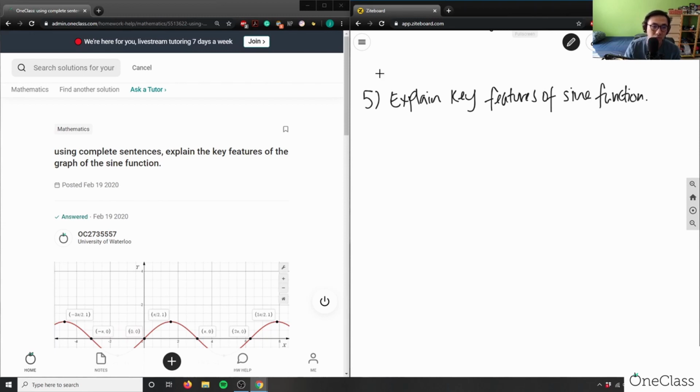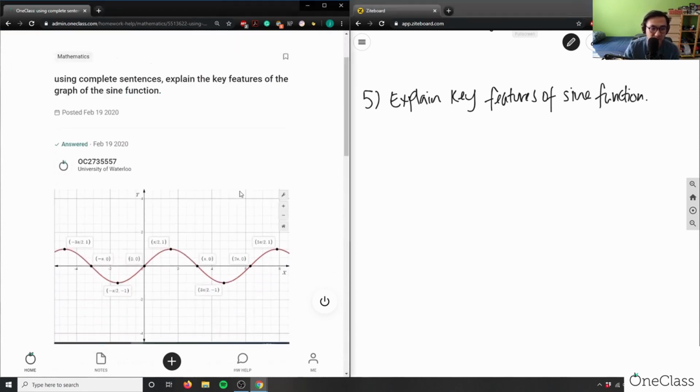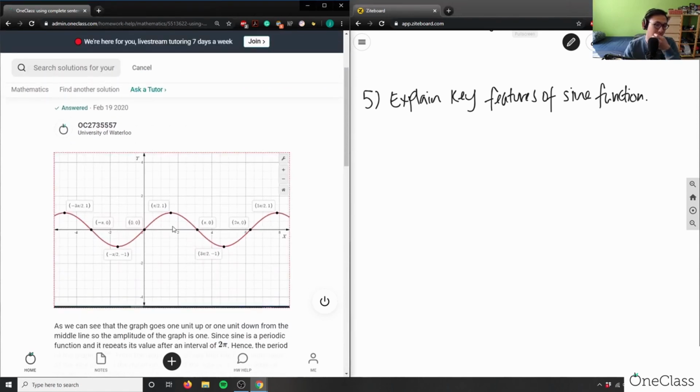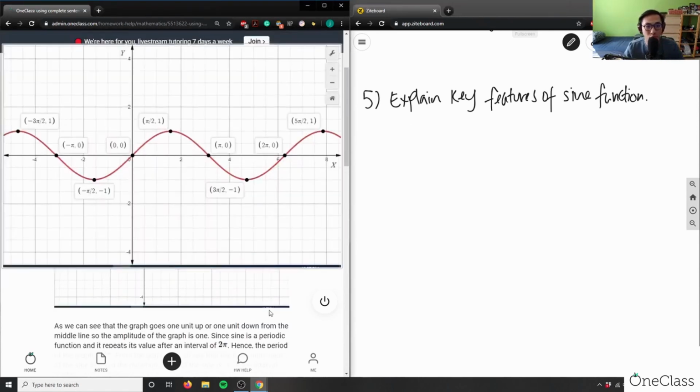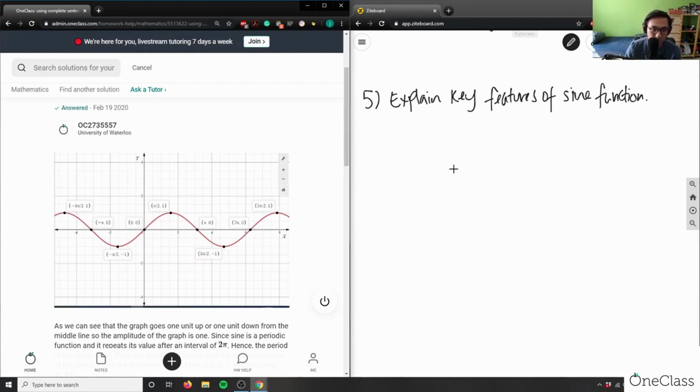Okay, so we're given this sine function here. They actually use Desmos, which is nice. And what we're doing is we're explaining the key features, right? So we can say key features of sine functions. We can use complete sentences. I'm just gonna verbally say my key sentences, so it's not tedious for me to write.